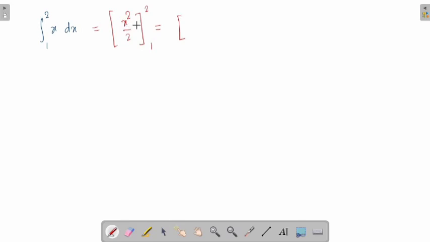So if you take 1 by 2 outside, you have x square, which can be written as 2 square, minus, the lower limit is 1, so in place of x you write 1, so it becomes 1 square. So your answer turns out to be 1 by 2 times, 2 square is 4 minus 1, which is 3 by 2. Please note down your answer. Answer will be 3 by 2.